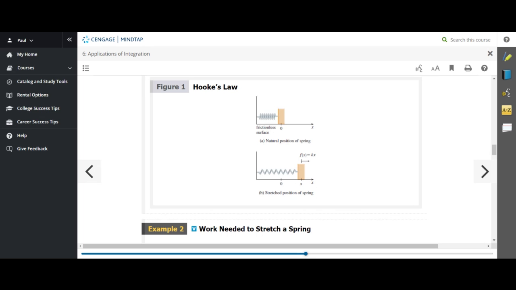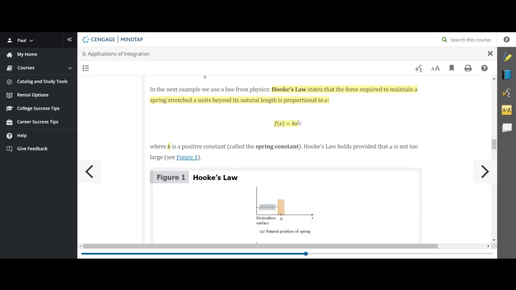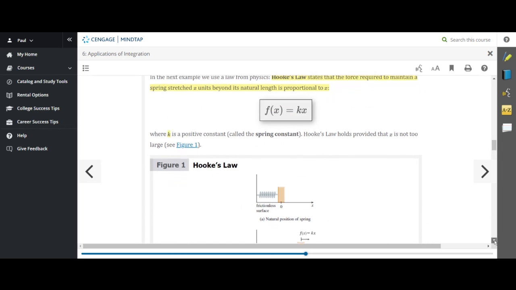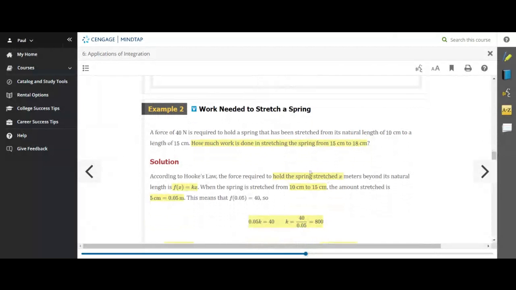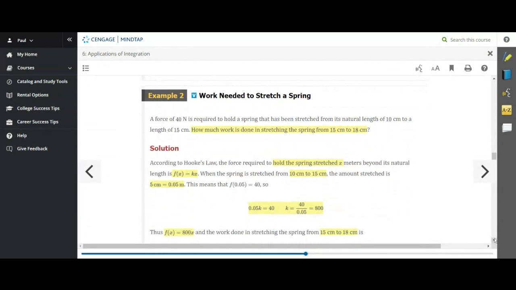Okay, so this is an example of Hooke's law. This is an example of a force that varies with x. So we need calculus to help us compute the work needed to stretch a spring with Hooke's law. So let's look at example 2. I highlighted some things here, and I'll leave it highlighted on this one.